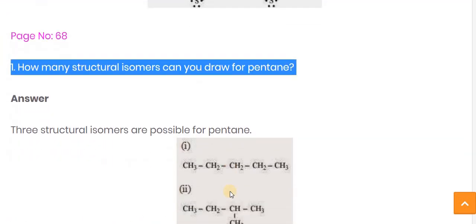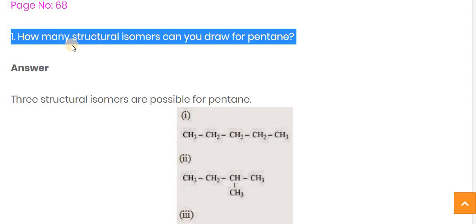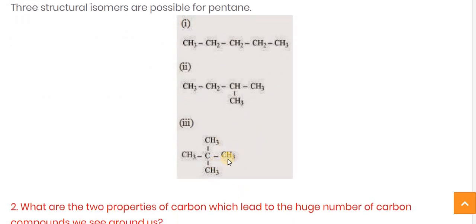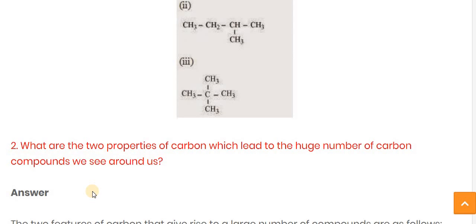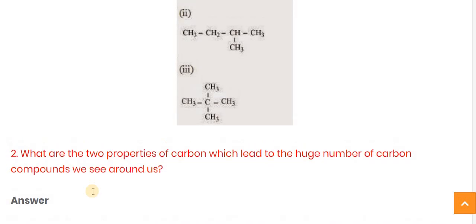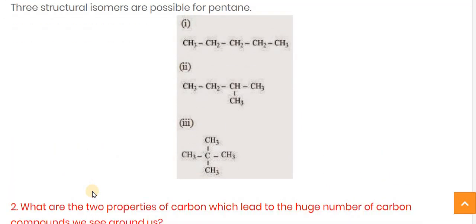So let's see one more time. The question is, how many structural isomers can you draw for pentane? The answer is 3. We can draw 3 isomers for pentane. One is the chain structure, pentane, the second one is isopentane, and the third one is neopentane. So this kind of structure we can find.